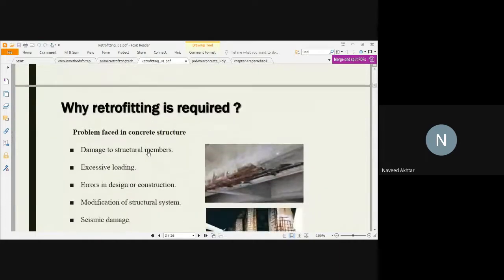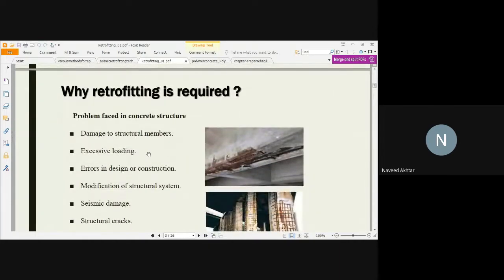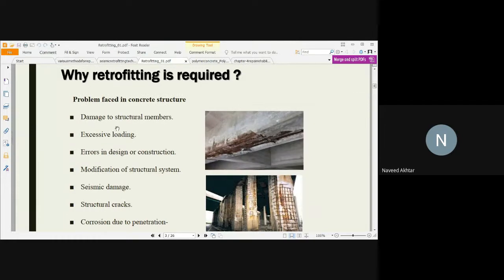Retrofitting we have also discussed, why the problem facing concrete is damage of the structural element. You can see here.